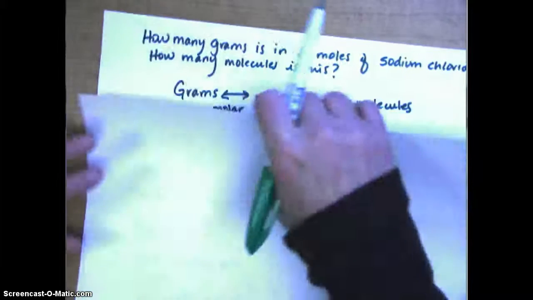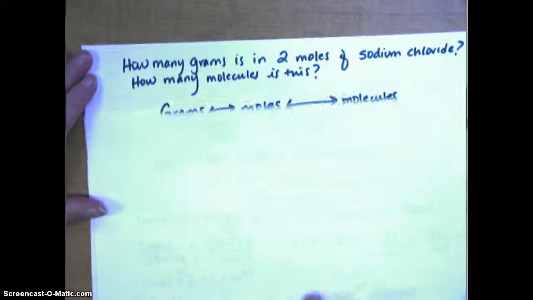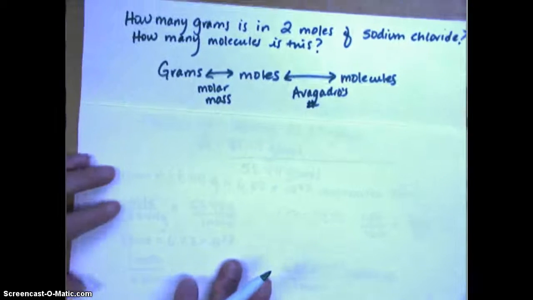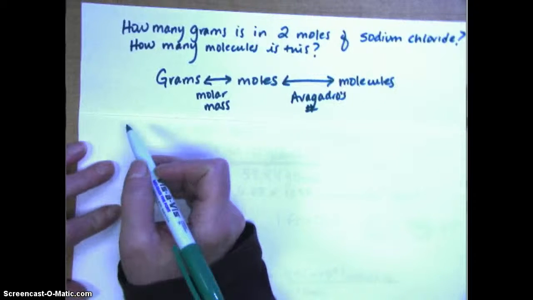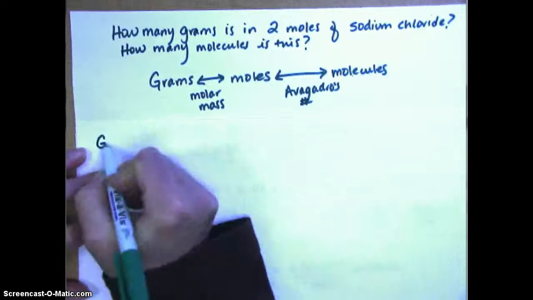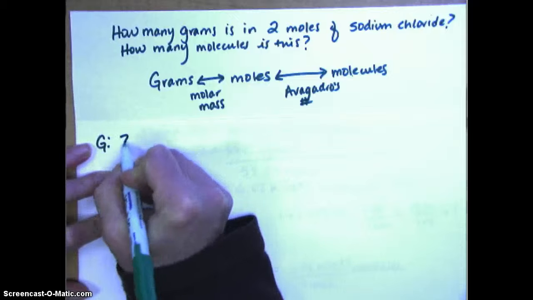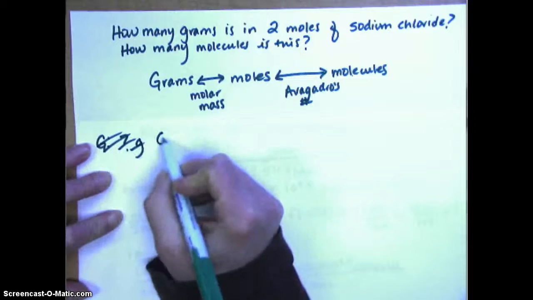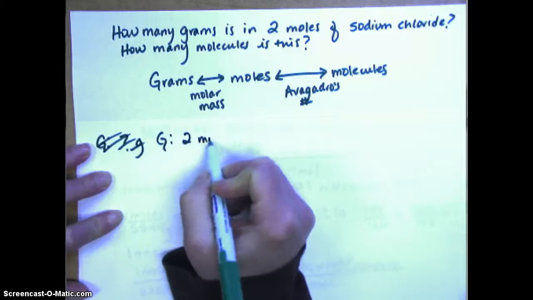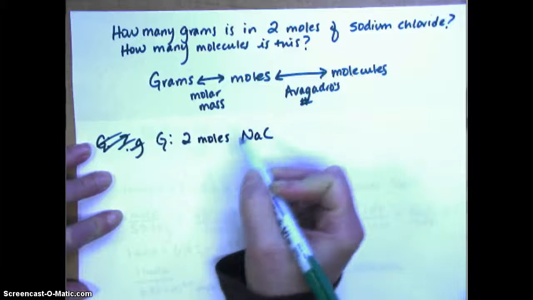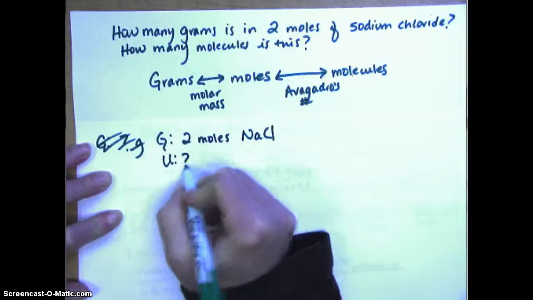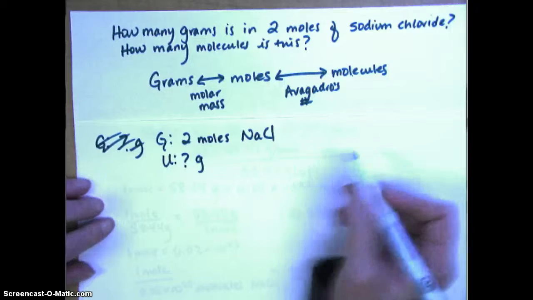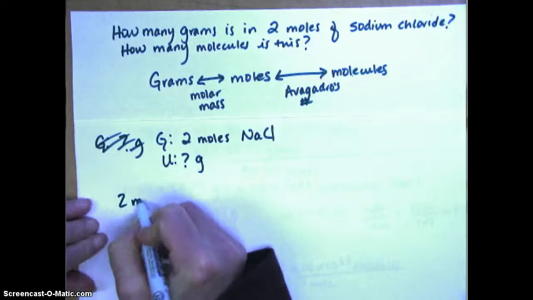So, in figuring out this problem, you always want to write down the given and unknown. So for the first part of the problem, the given is 2 moles of NaCl. The unknown is how many grams. So you're going to start with the given always, as we did before.